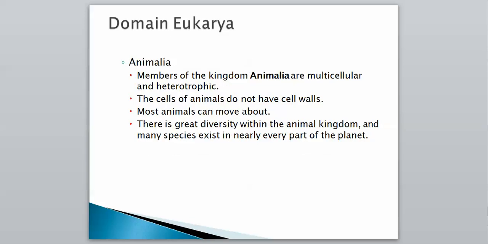Then Animalia, this will be what we finish up the year with. Members of the kingdom Animalia are multicellular and heterotrophic. The cells of animals do not have cell walls, so we are animals, and we do not have cell walls. Most animals can move about. There are some, like corals, that live in the ocean and make up the reefs. Those are animals, but they really cannot move around. Then there's great diversity within the animal kingdom, and many species exist in nearly every part of the planet. So there are animals all over the place, and again, we're going to talk about all of those later on.